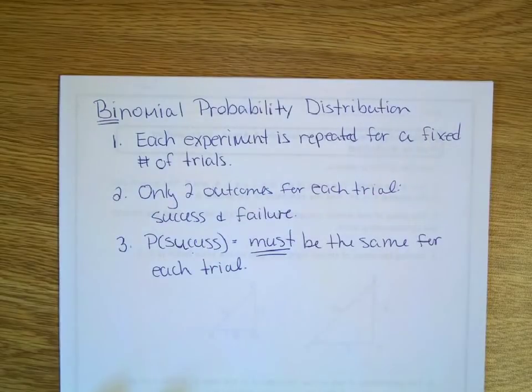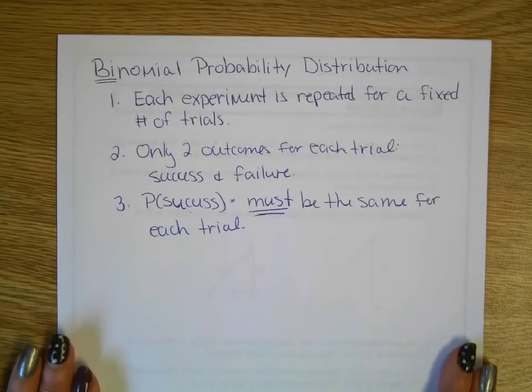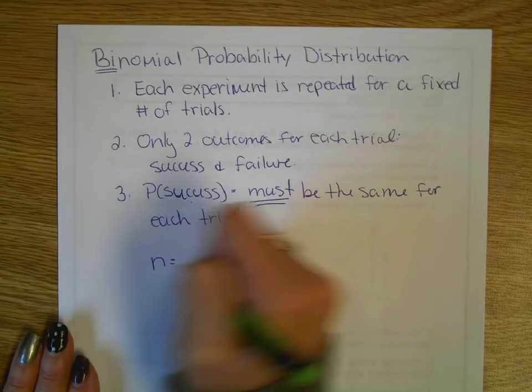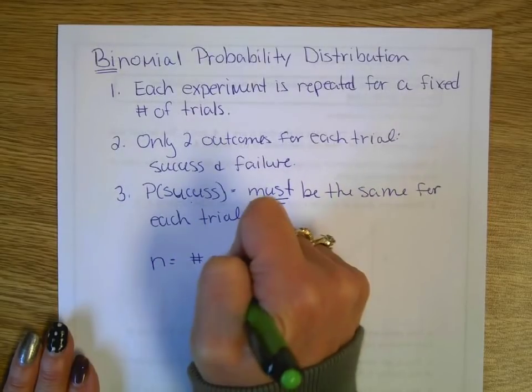So if any one of these things isn't happening, the situation is not considered binomial. So when we go through, there's going to be a formula we're going to be using. N is going to represent the number of trials you're doing.